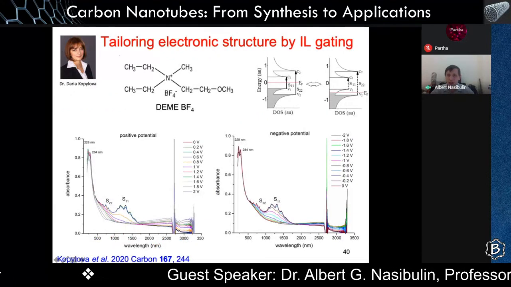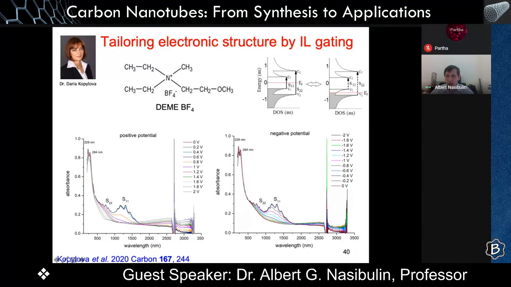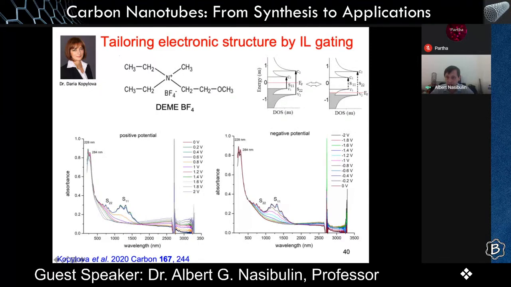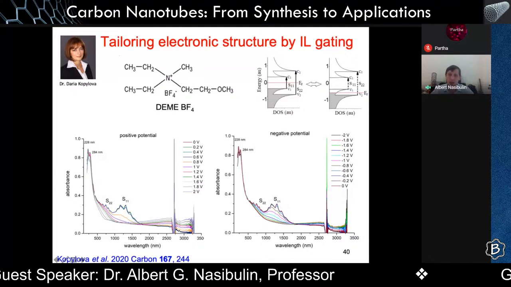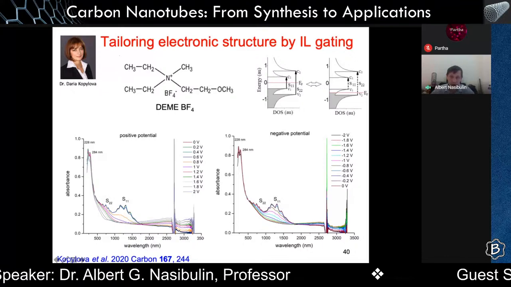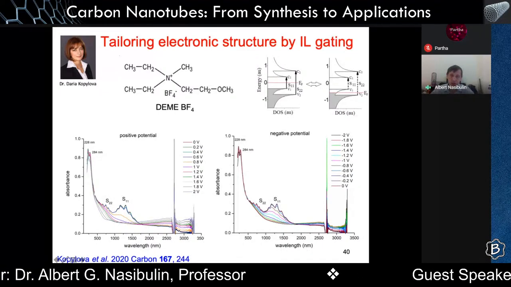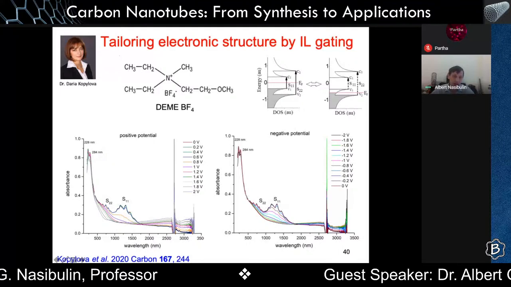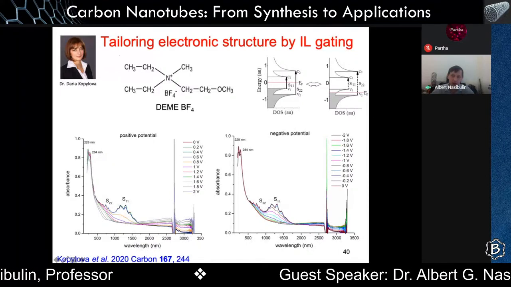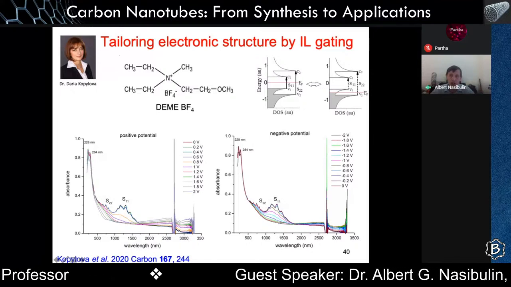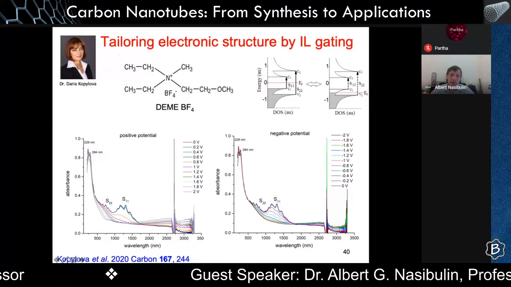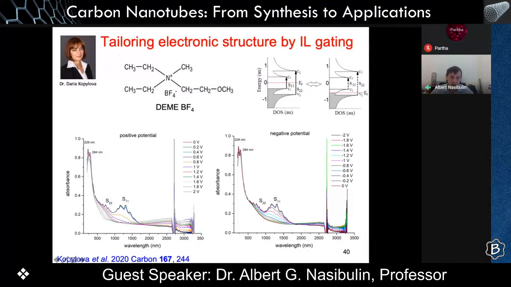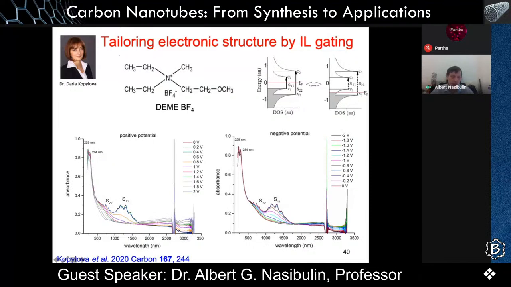Basically, here you could see one of the ionic liquids we utilized. And when you apply a potential, the Fermi level goes down, so that some of the transitions are not possible in the carbon nanotubes. As you can see here, you could apply positive or negative potential. In case of positive, the Fermi level goes down. When you apply negative potential, it goes up. But what happens is that the first transition, S11, disappears because the Fermi level is below the level of vacancy for the semiconducting carbon nanotubes. When you apply more, S22 disappears, so the Fermi level goes even further down.